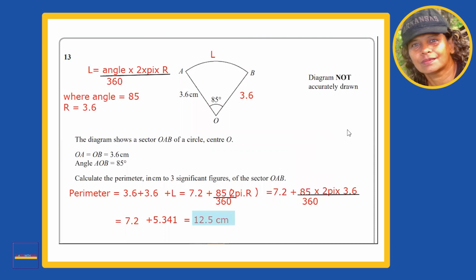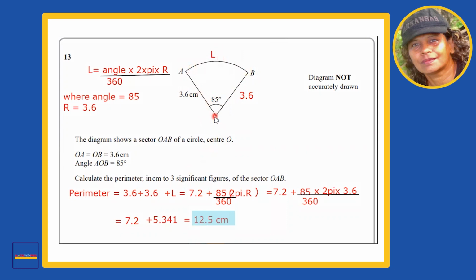So in this question, they give you a sector AOB, and they're telling you that OA is equal to OB, that's the radius, that's 3.6. Angle AOB is 85 degrees. Calculate the perimeter of the sector. Now remember, the perimeter consists of the outline. So in this case, it's going to be OB plus this arc length, which we call L, and AO.